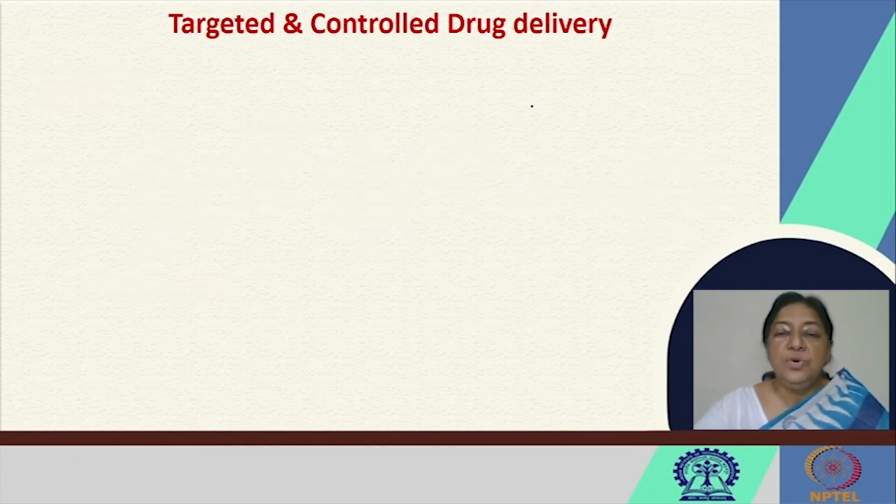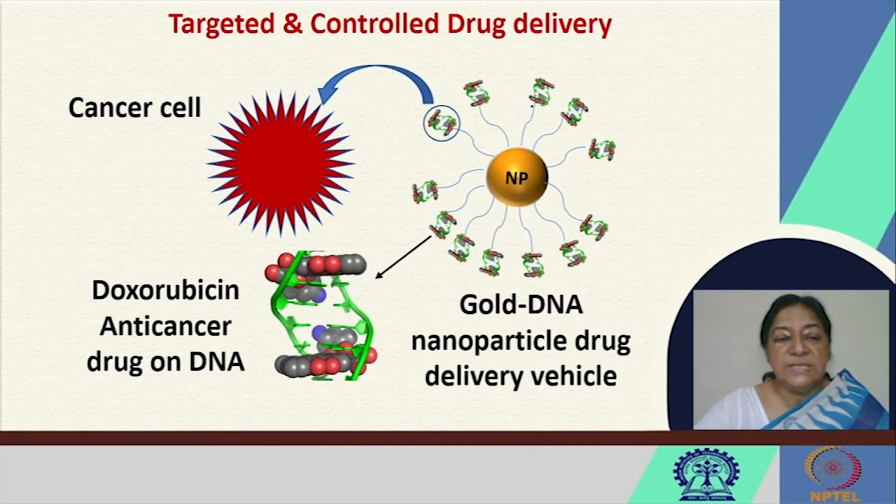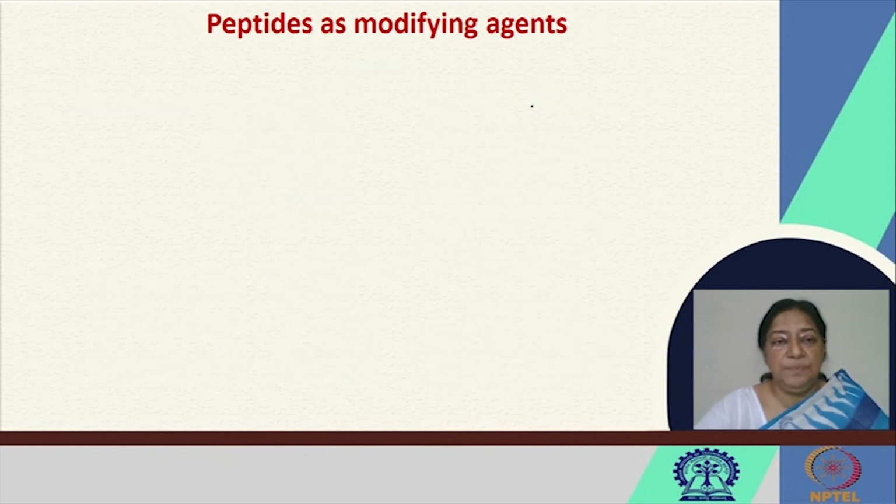Targeted and controlled drug delivery is extremely important. In this case, for example, with the doxorubicin anti-cancer drug on DNA and a cancer cell, the gold DNA nanoparticle drug delivery vehicle was able to deliver doxorubicin. But again, it is extremely important where it is going and how it is being delivered, and of course, the clearance of the nanoparticle as well.